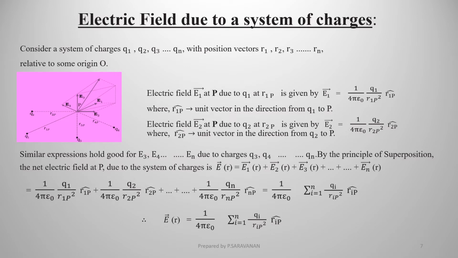According to the principle of superposition, we can get the net electric field at point P due to the system of charges q1 up to qn as vector E as a function of r equal to vector E1 as a function of r plus vector E2 as a function of r up to vector En as a function of r. Hence, the net electric field at any given point is equal to the vector sum of the electric fields at the same point due to the given system of charges.